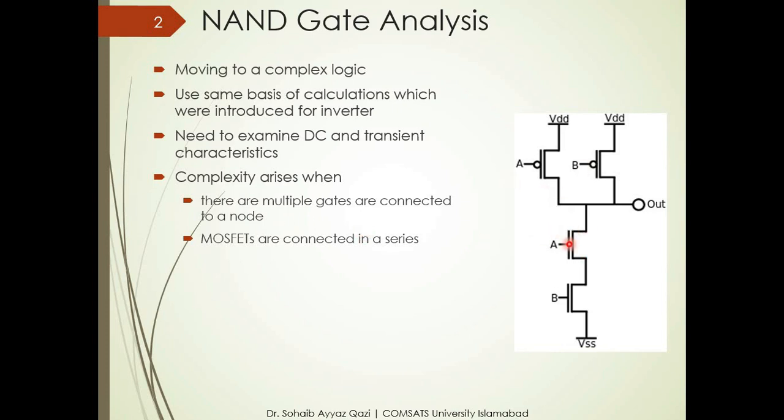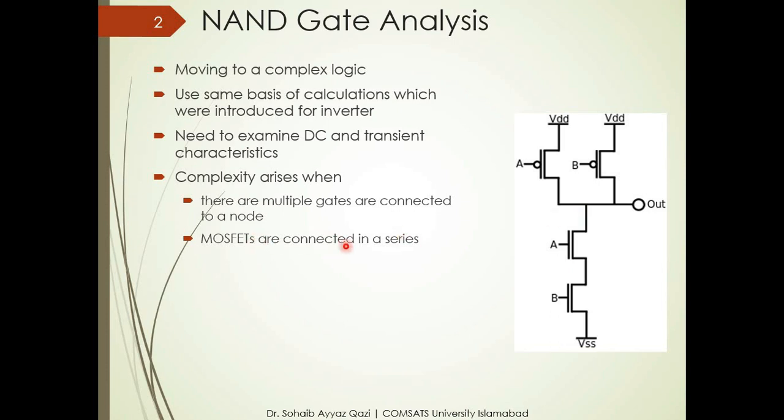If you see in this diagram, there are multiple gates that are connected to a node. If you are talking about this node, there are three gates. One is this PMOS, the other one is this PMOS, and then we have one NMOS. So these three gates are connected to this output node. It means these three gates contribute towards the calculation of rise time and fall times. So the calculations are not as simple as we have been talking about for the inverter circuits.